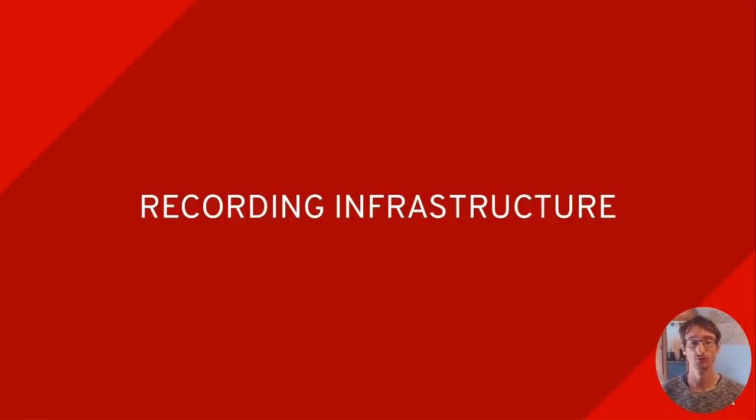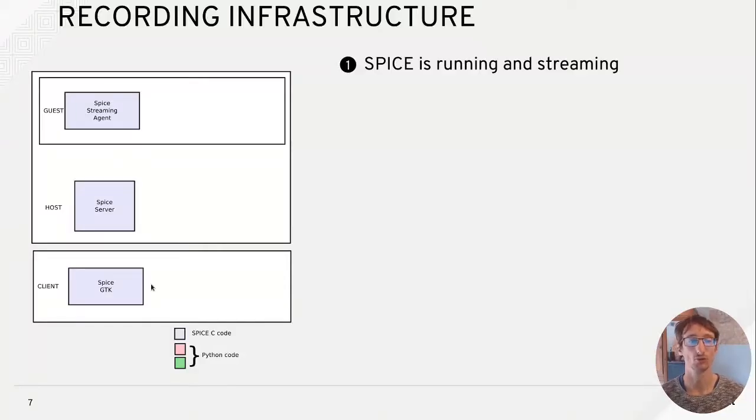Now, let me introduce the recording infrastructure, the infrastructure that allows us to monitor the state of the different systems. First of all, we need to have Spice running in each of the systems. On the guest, the streaming agent doing the video streaming, Spice server doing the forwarding of the frames, and Spice GTK doing the video decoding.